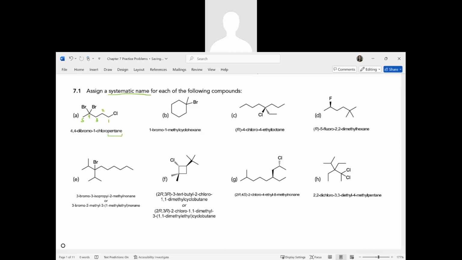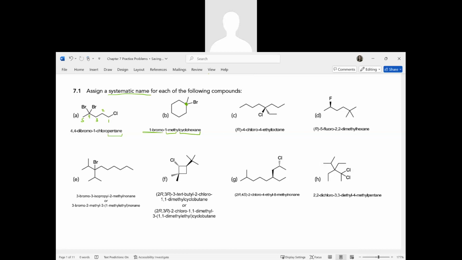In compound B, now we have a cyclo parent, so cyclohexane, a 6-membered ring. On the first carbon, we will list both of our substituents because once again, we want the lowest numbering overall for our locants. And alphabetizing these, we have 1-bromo first and then 1-methyl.